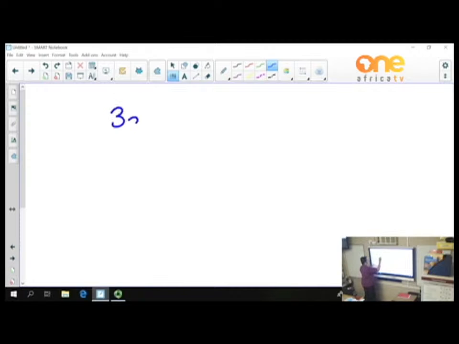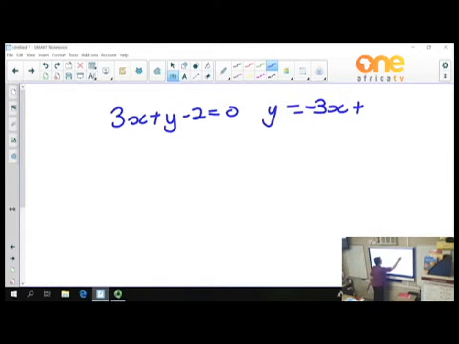So the first one looks like this: 3x plus y minus 2 is equal to 0. We've been doing this a lot now. So what is this one in standard form, Chris? That's it. Can you see? Just like that. So it's just with algebra that you change it. This is what you used with linear programming all the time.